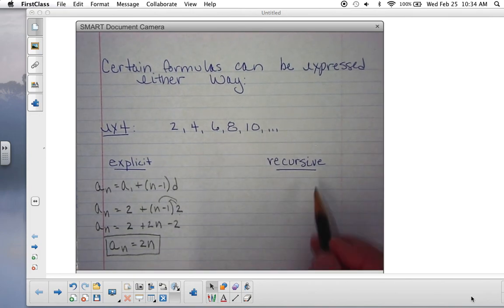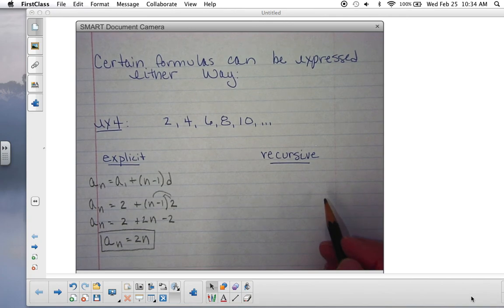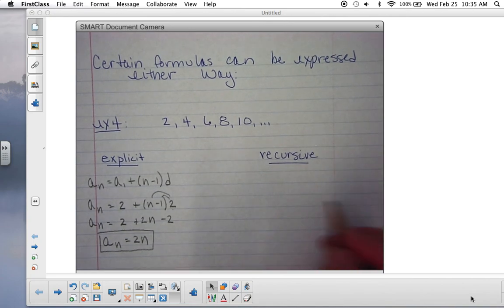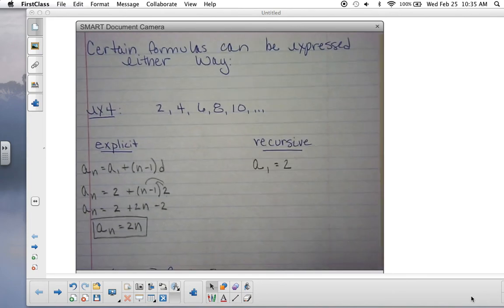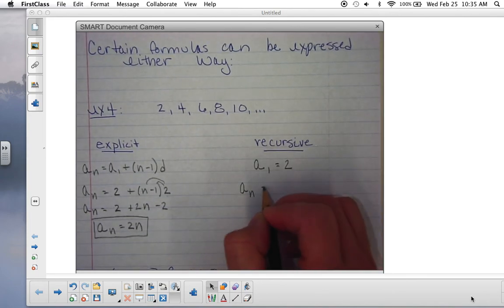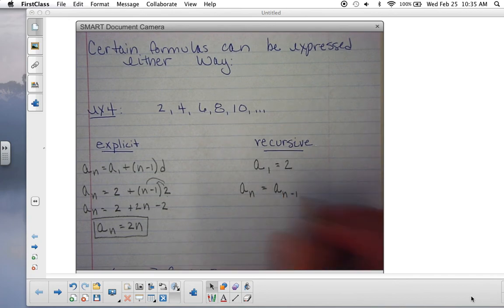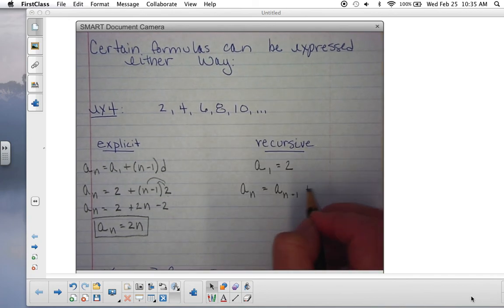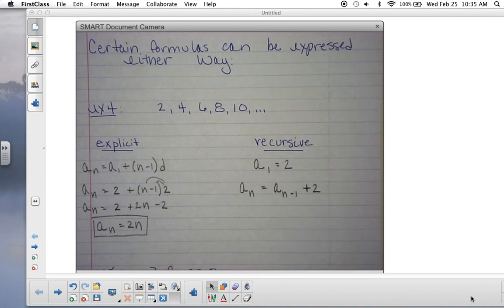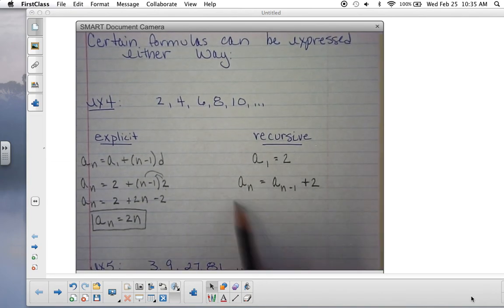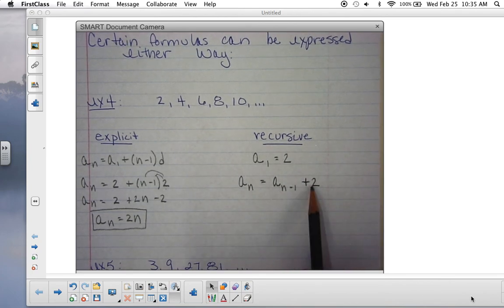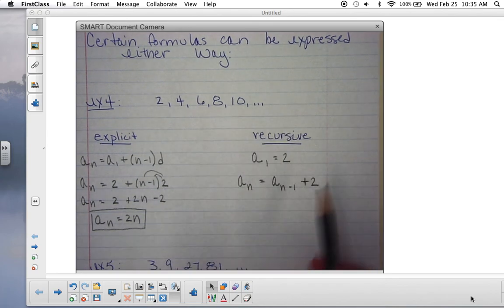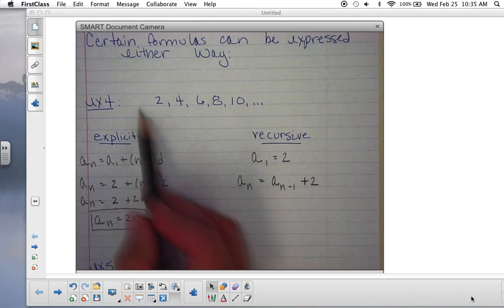But you really could write it as a recursive sequence as well. And if you wanted to write it as a recursive sequence, you would say a sub 1 is 2. And the rule is take the term that you just had and do what with it? Add 2 to it. So that would also be an acceptable answer for writing the formula. So if I do 2 plus 2, I get 4. If I do 4 plus 2, I'd get 6. 6 plus 2, I'd get 8. So this is just a different way to write that same sequence of numbers.